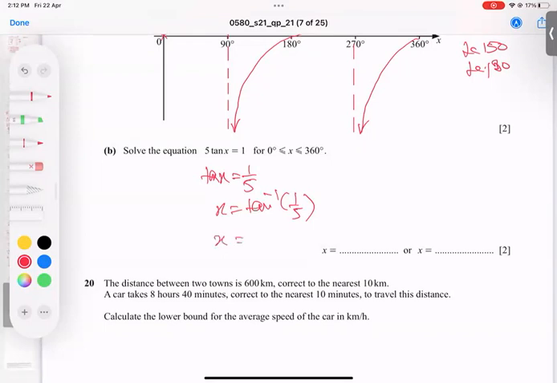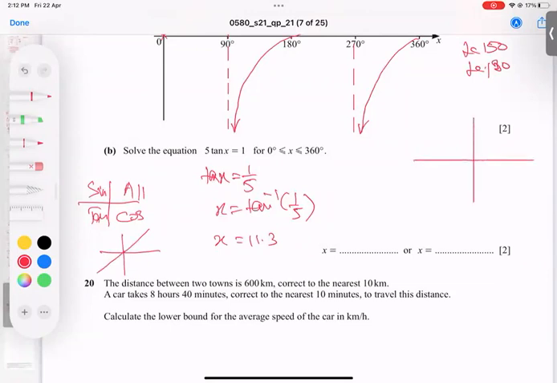11.3 degrees. But you know, we have the property of CAST: C for cos, A for all, S for sine, and T for tan. And I wanted to tell you one thing: these properties are for the positive values. So we check where it is positive. Positive is all, and tan is positive, so tan is positive in the first quadrant and the third quadrant. So it means I will make this kind of cross.